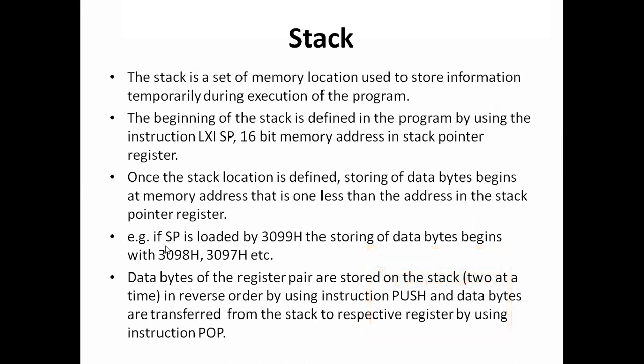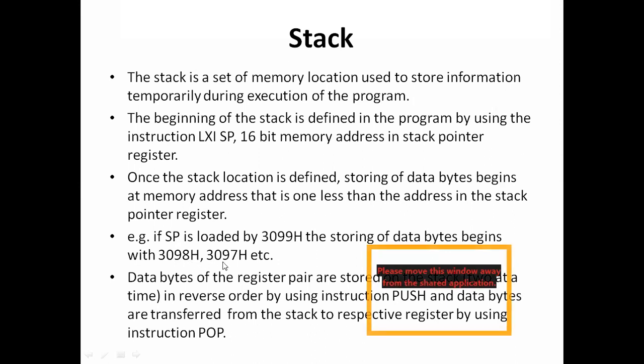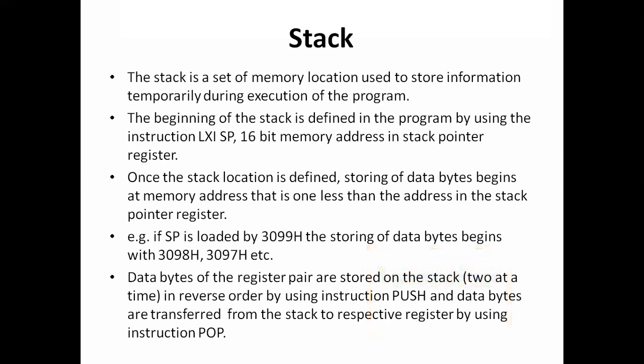So for example, if a stack pointer is loaded by 3099H, then the storing of the data bytes begins with 3098 and 3097, then 3096, and so on, because it is also necessary to keep the stack top location empty. It should not be filled.